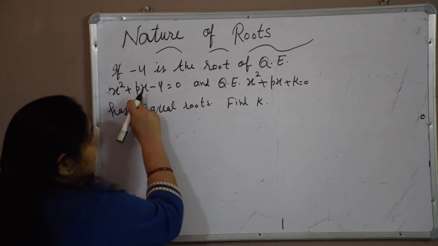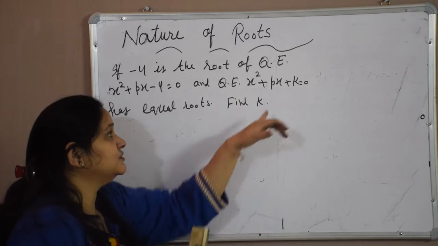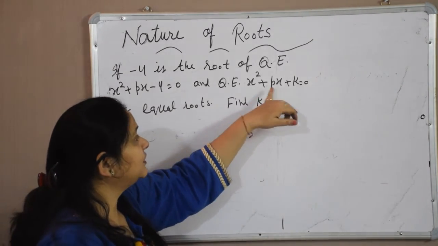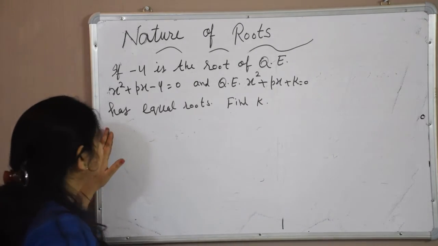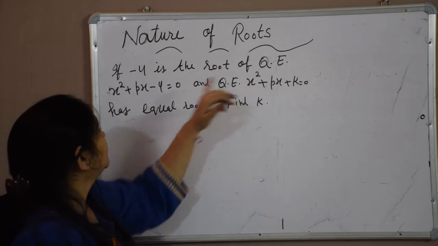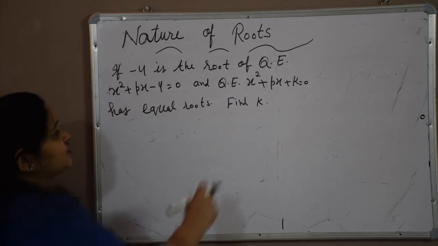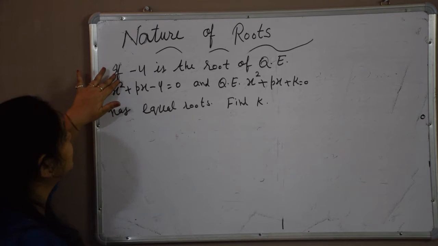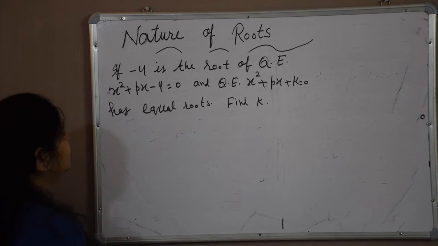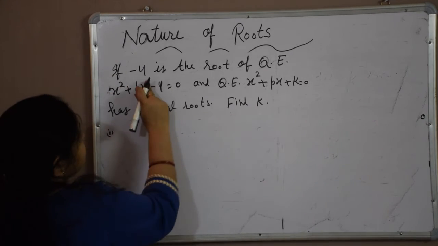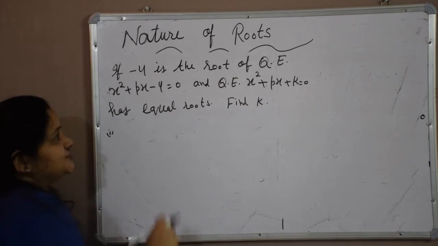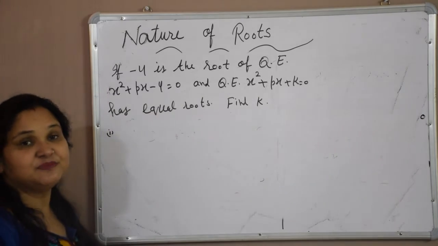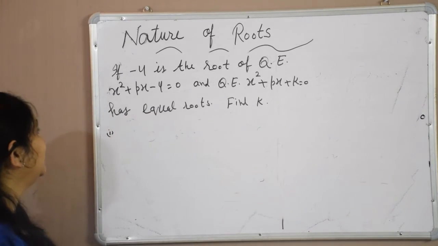So we will use the value of p here because there are two unknowns, p and k. x is the variable, there is no problem, but there are two unknowns, p and k. So first of all, our aim is to find the value of p, and this value of p we will use from this quadratic equation. Minus 4 is the root of the quadratic equation, and we know that a root always satisfies the given equation because ultimately it is giving you the value of x.